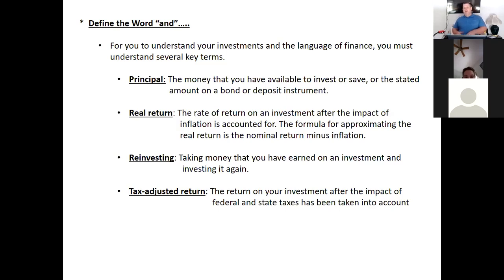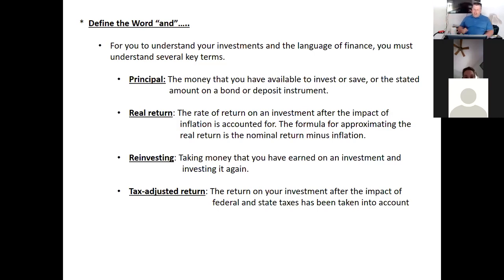Reinvesting is taking money that you have earned on an investment and investing it again so that you take advantage of that compound interest. In other words, your interest starts to earn interest. And as I told you before, that's the key to being wealthy. That's the key to when you retire, you have $1 million in the account because you've not touched that money and you've let your interest earn interest.